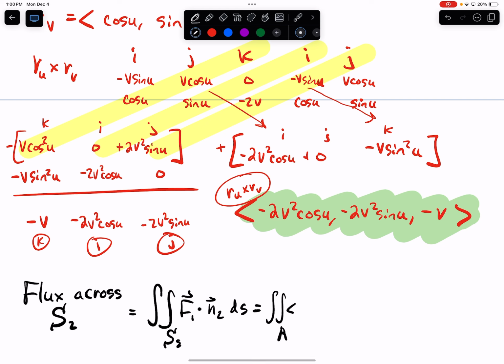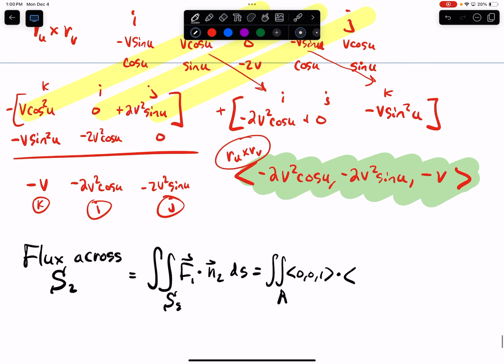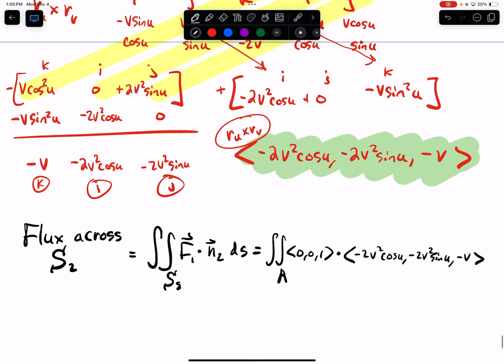Region R, 0, 0, 1, dotted with that terrible thing. But the good thing about dotting something with 0, 0, 1, what happens to the first two things? 0. They're gone. They gone, right? And so, you know what I didn't do?